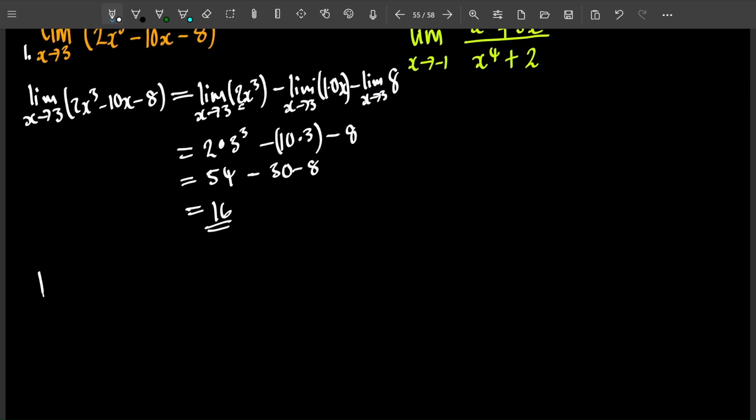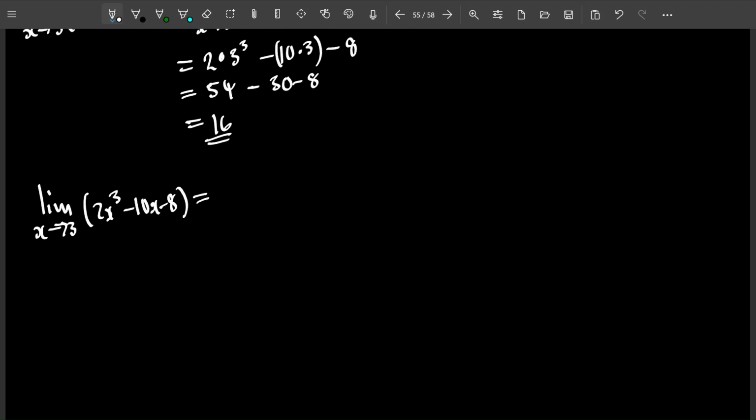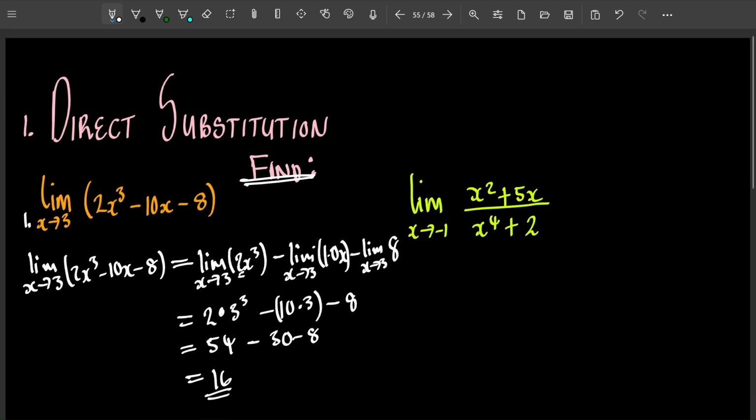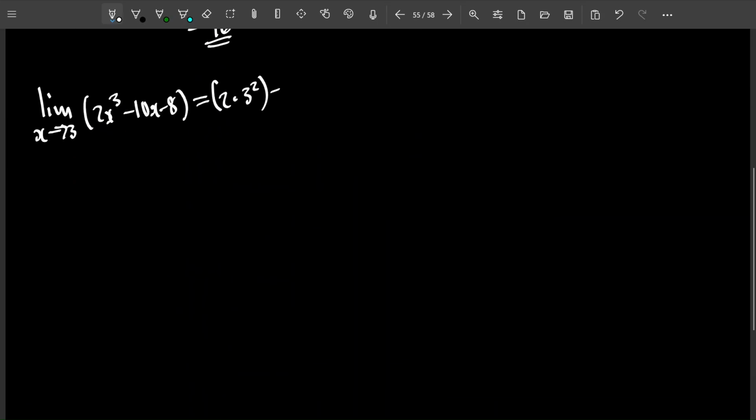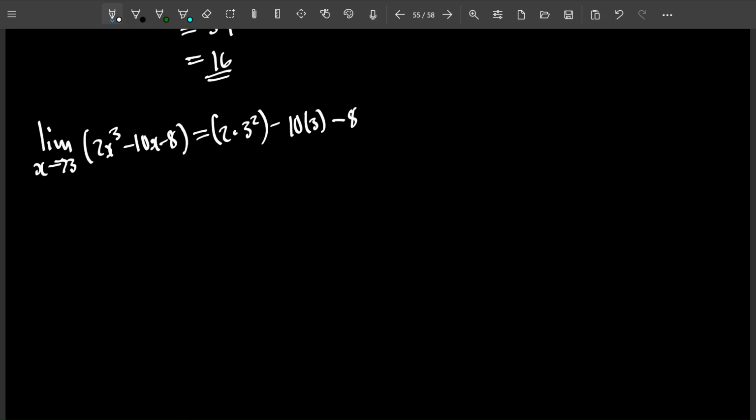If you wanted to get it in one stage, you'd say the limit as x approaches 3 of 2x cubed minus 10x minus 8. You'd just use the method of direct substitution because this is a polynomial. You just get 2 times 3 cubed, minus 10 times 3, and then minus 8. Okay, we use the method of direct substitution, and you'd get the same answer of 16.